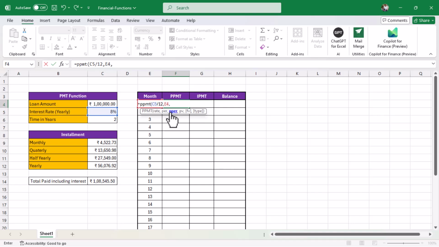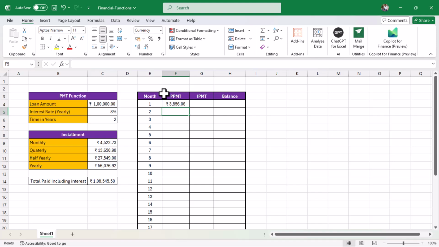Now the total number of periods, so it is this multiplied by 12. Then I will give comma, and then the loan amount is a debt on me, so negative, and this loan amount, and I'll close bracket and I'll hit enter. So in the first month I'll end up paying 3856.06 as the principal payment amount.